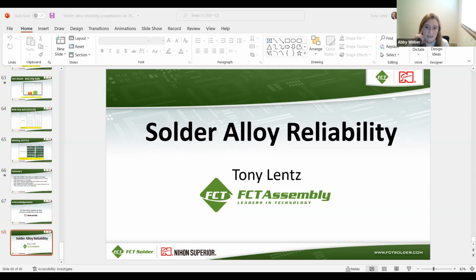And is SN97 the same as SAC 305? Yes, SN97 is an older name for that alloy, but SAC 305 is the common name for that.